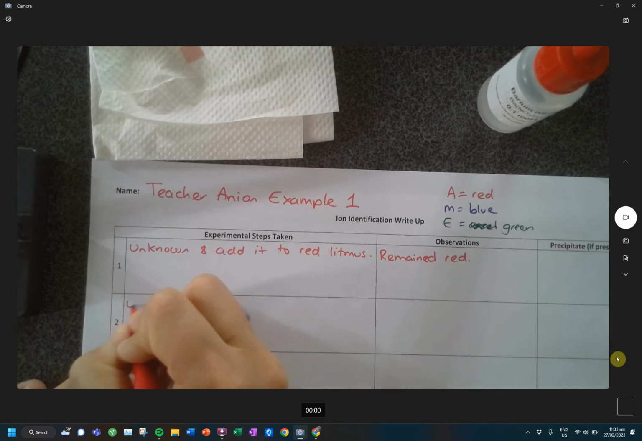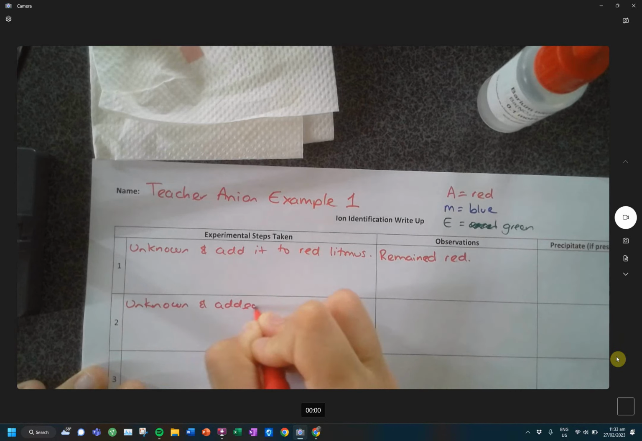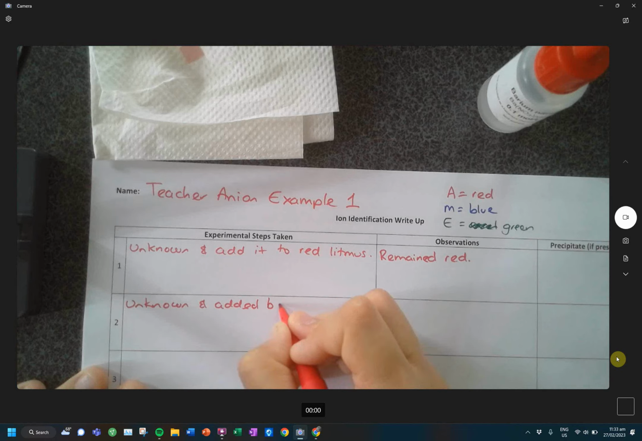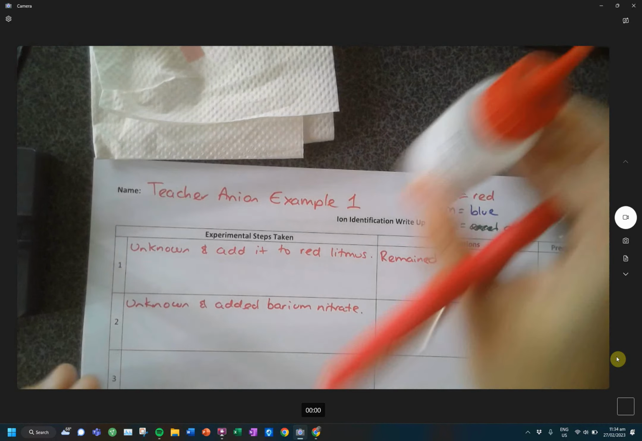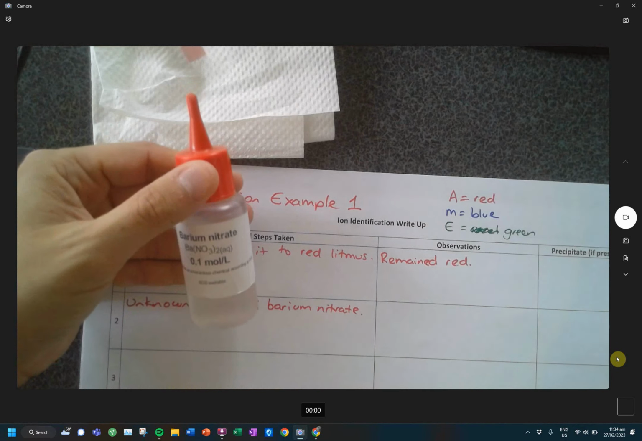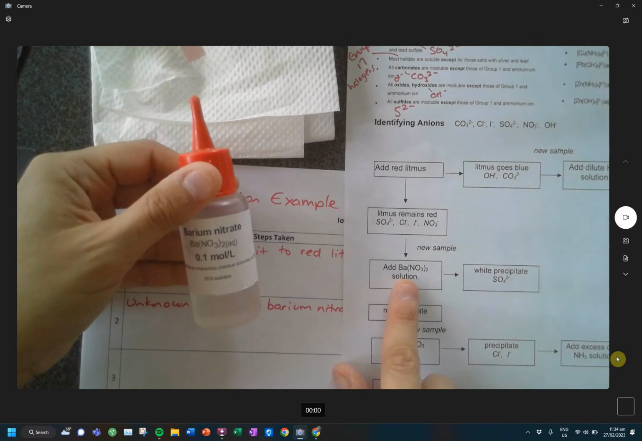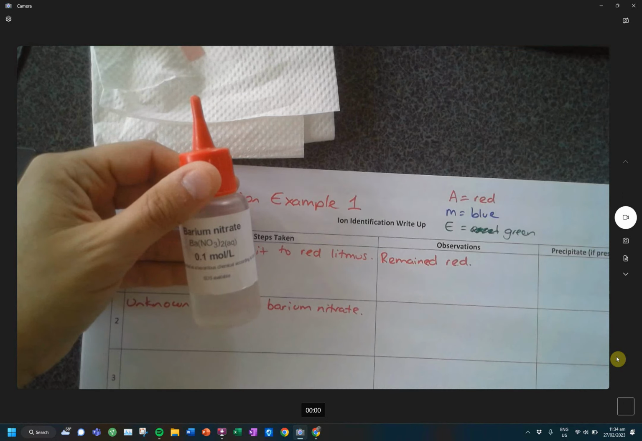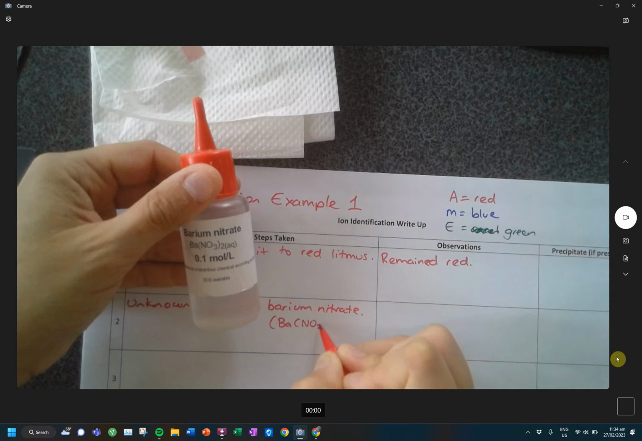So we have our unknown. And we added barium nitrate. Now you have a choice in how you write it. I'm not fussed. You can write the word barium nitrate, and the bottles do have it named. So always look at the bottles if you're not sure. You could also write the formula as well, and that matches what is on the flow chart as well. So I'm happy either or with whatever you want to write. In case we want to have both.